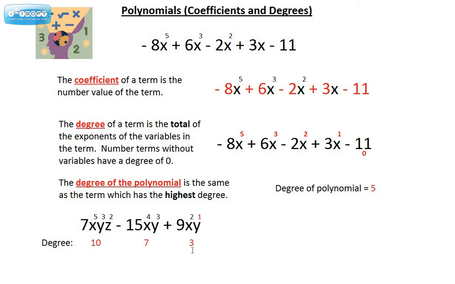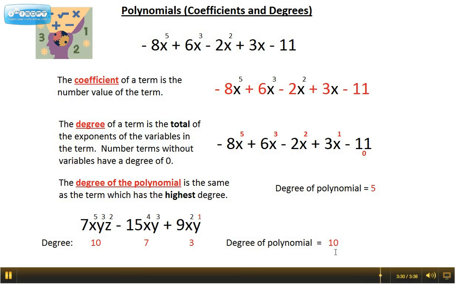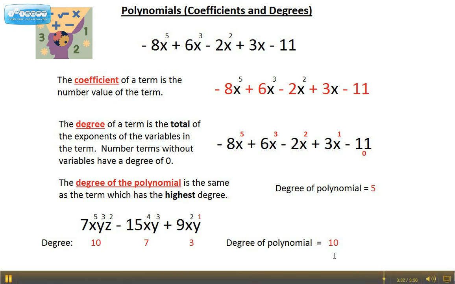So if someone asks you, what is the degree of this entire 3-term polynomial, you take the term with the highest degree. Our first term has a degree of 10, which is the highest. The degree of this entire polynomial is 10 because that was the degree of the term that had the highest.